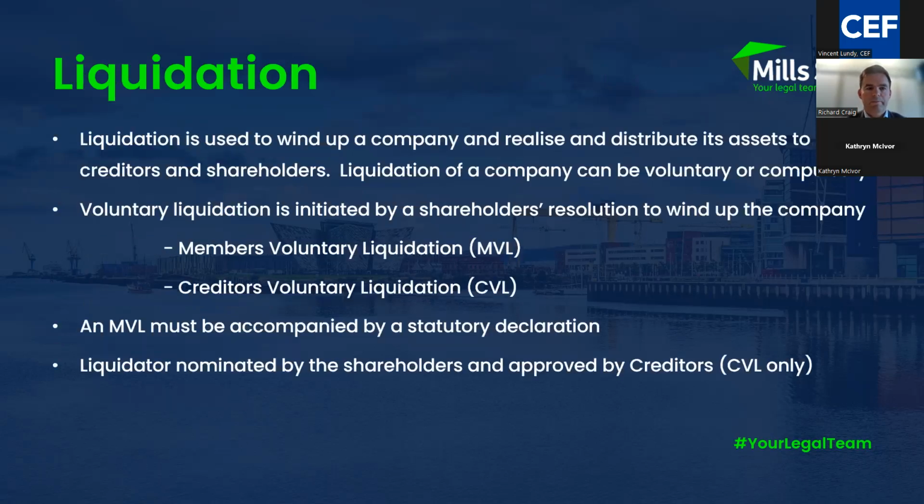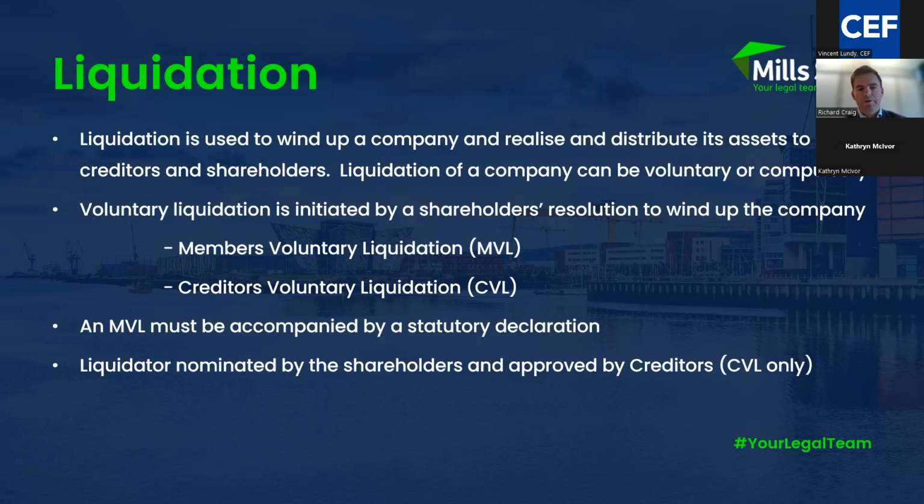Describing some of the procedures then, let's start with liquidation. This is used to wind up a company and realize and distribute its assets to creditors and shareholders. Liquidation of a company can be voluntary or compulsory. Voluntary liquidation is initiated by a shareholders' resolution to wind up the company, and there are two main forms. Firstly, members' voluntary liquidation, sometimes referred to as a solvent liquidation. A members' voluntary liquidation can only be done in situations where creditors will be paid in full. And in an insolvent situation, creditors' voluntary liquidation, or CVL, would be the proposed course forward.